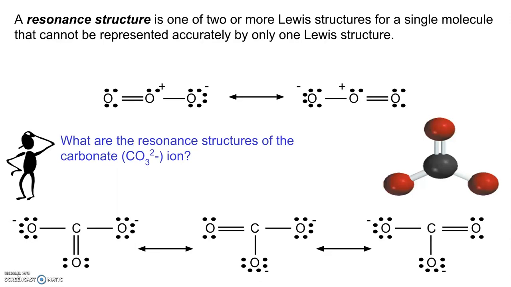And yes, on the AP exam, you must draw all possible structures that have resonance. So if you have a carbonate, you have a sulfur trioxide, you're gonna have to draw all 3. I'm sorry, but that is what it is.